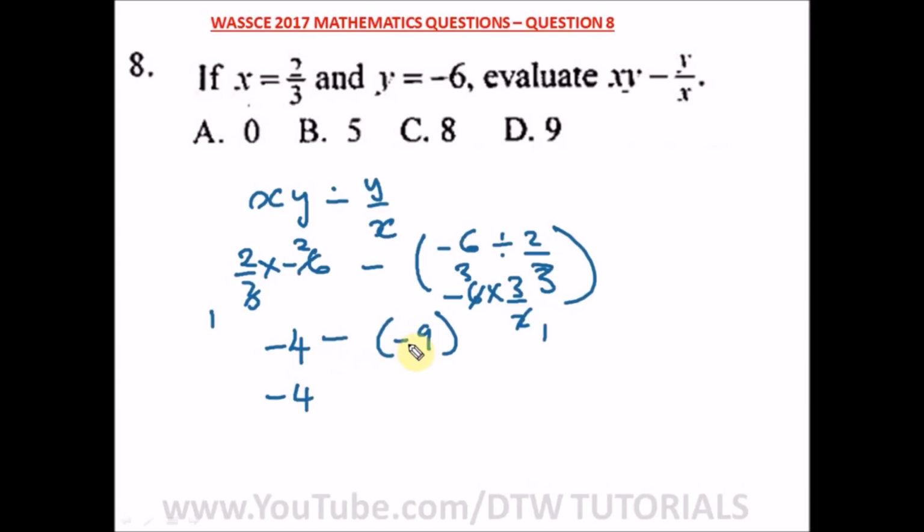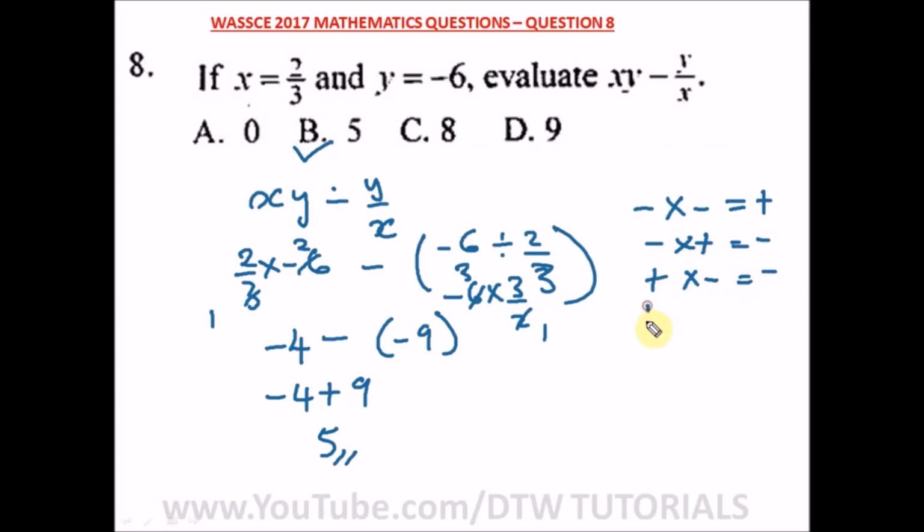Opening this bracket, minus times minus gives positive, so we have plus 9. Minus 4 plus 9 gives 5. So our answer is B. Don't forget your signs. When you have minus times minus, you have plus. Minus times plus gives minus. Plus times minus gives minus. And plus times plus gives plus. So in this question, our right answer is option B.